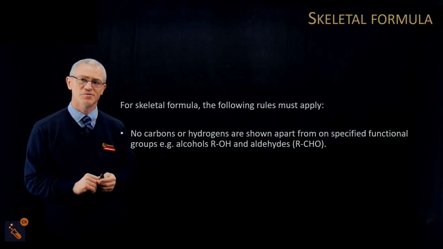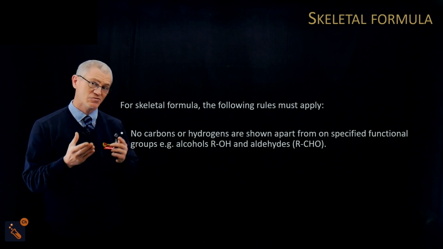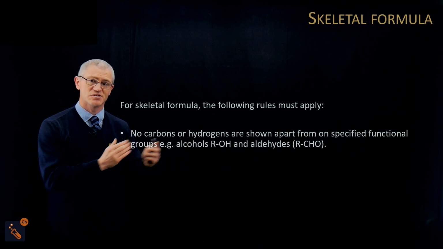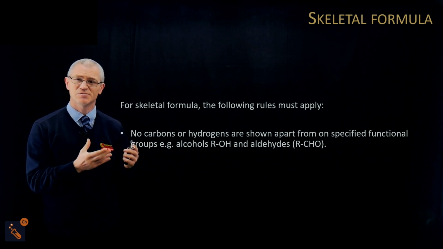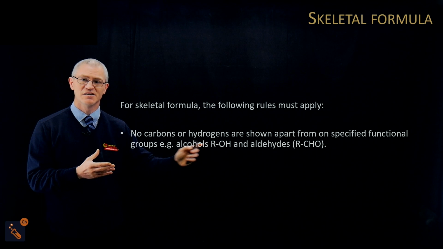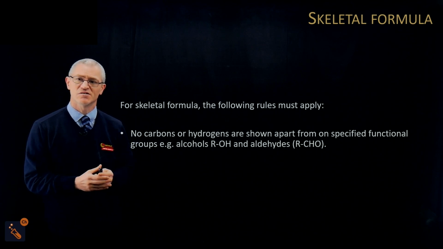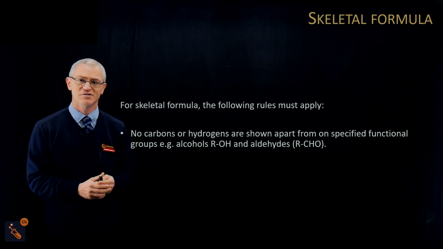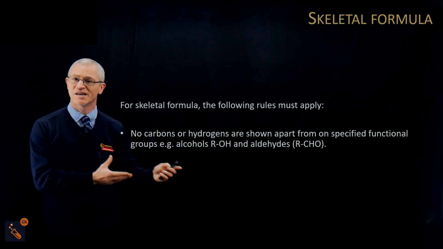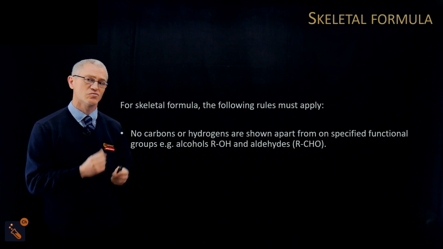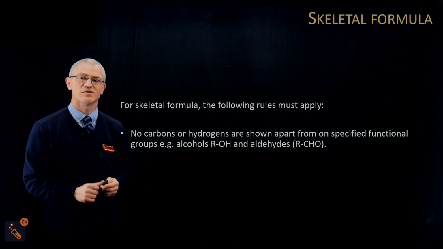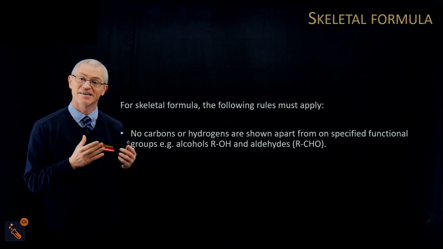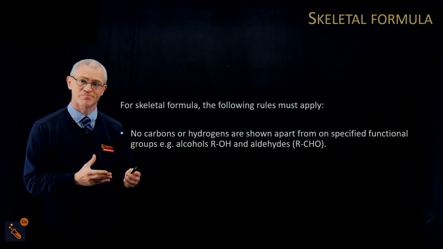Now, skeletal formula doesn't show the carbons, as I said with benzene earlier, and doesn't show the hydrogens, unless it's a specified group. So you can see here, there's an alcohol, which is ROH. I am showing that hydrogen on an alcohol because it shows that it's an alcohol. You also have to show the hydrogen on an aldehyde, which is the next one. And do not worry if you don't understand that right now. We're going to go through these functional groups in another video.